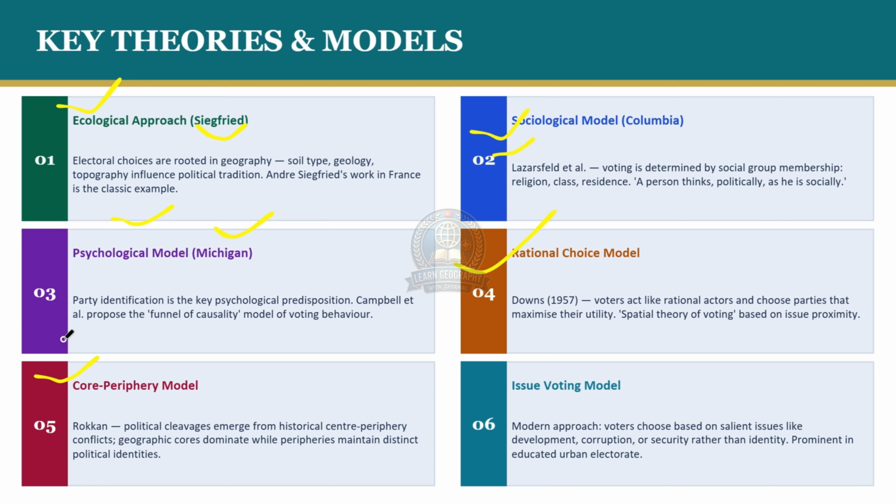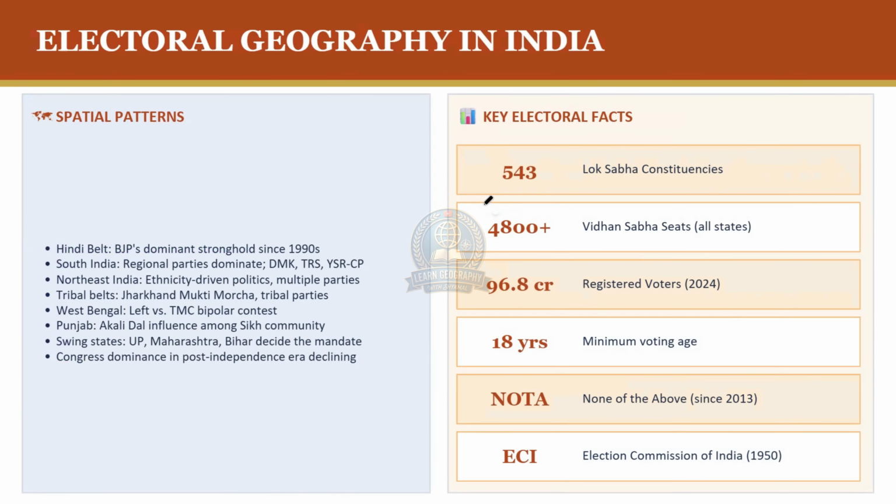Core-periphery model, Rokkan: political cleavages emerge from historical center-periphery conflicts. The core is geographically dominant, while peripheries maintain distinct political identities. Issue voting model, a modern approach: voters choose based on salient issues like development, corruption, or security rather than identity, prominent in the educated urban electorate. Okay, electoral geography in India.